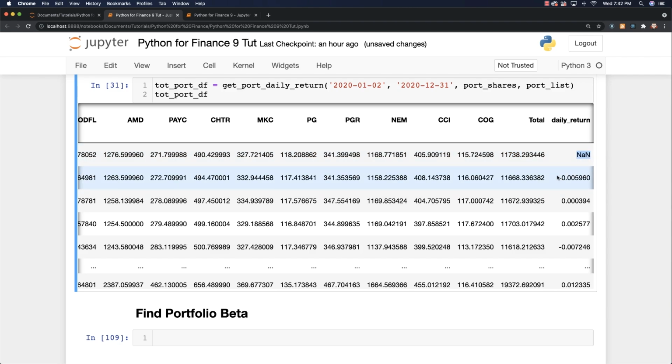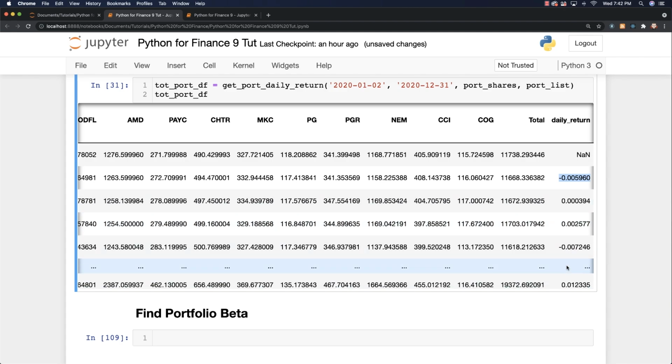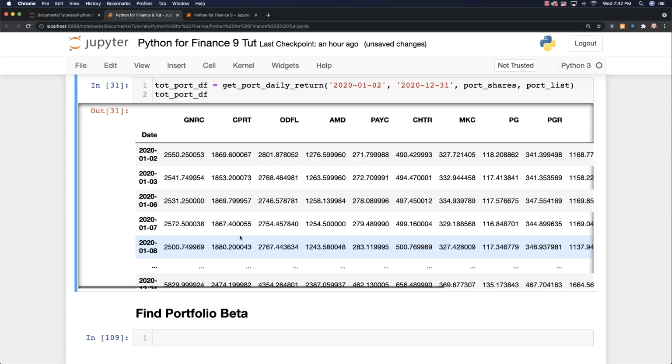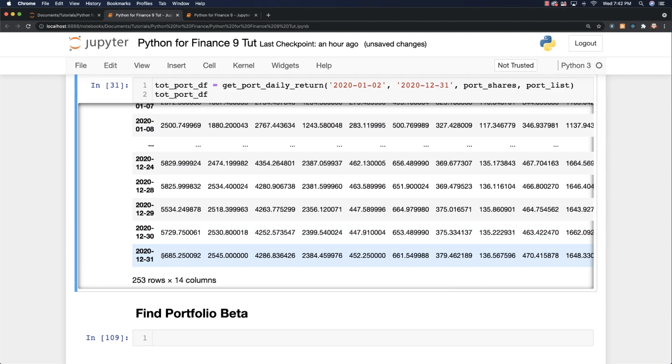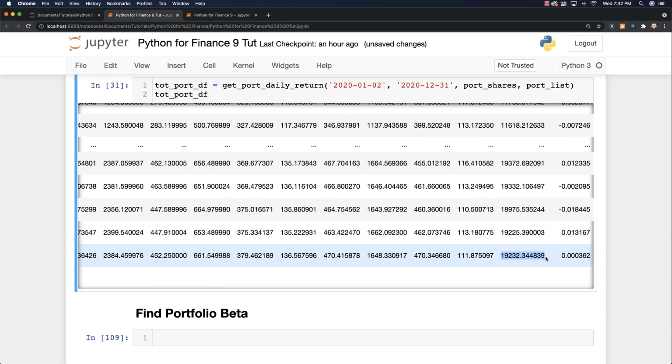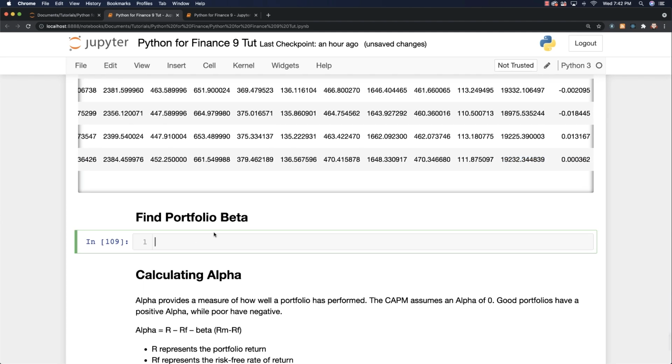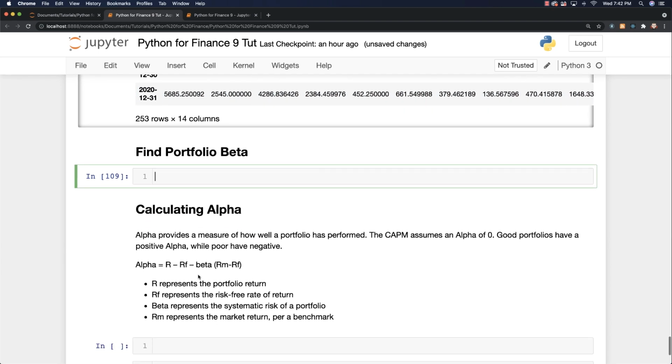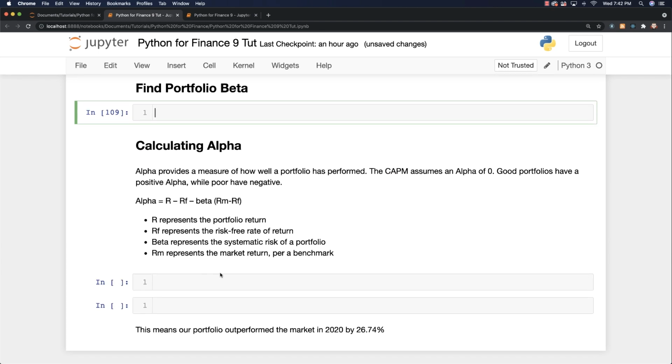There's no daily return on the very first one. And you can see the daily returns for every single day. And you can also see the final values for our portfolios, each of the individual securities, and then the final portfolio also. All right.